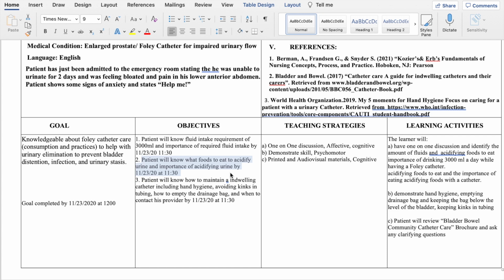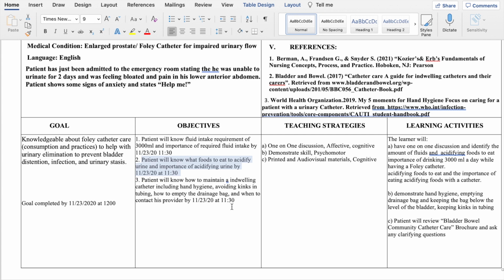And then the next one is patient will know how to maintain an indwelling catheter, including hand hygiene, avoiding kinks in tubing, how to empty the drainage bag, and when to contact his provider. And then I have the date and the time. So this one is a loaded one. You could have just done one.